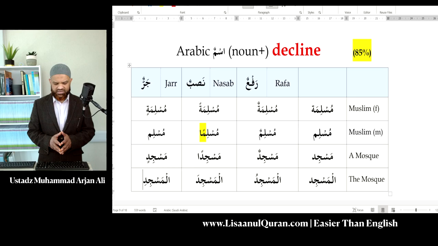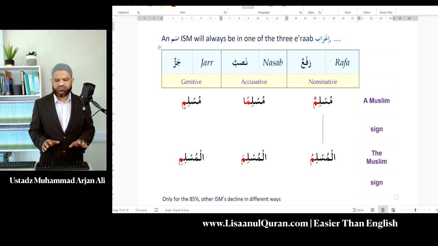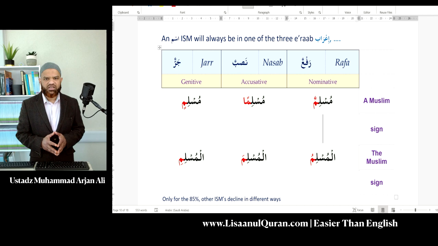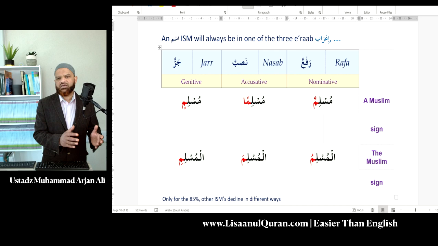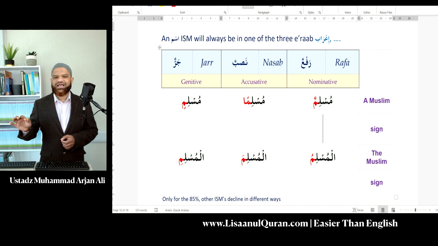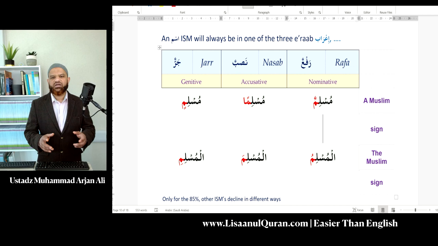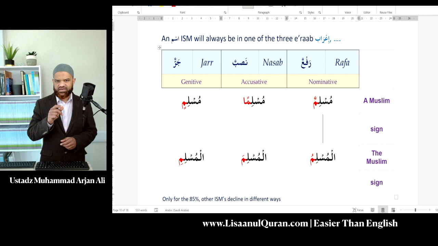Every ism in Arabic has i'rab, every single one of them. 85% of them will follow the pattern we've already seen: Muhammadun, Muhammadan, Muhammadin. So let's start with the 85%. We will pick up the others later on, inshallah, in forthcoming lessons. Now, the word Muhammadun, Muhammadan, Muhammadin, and then we've seen other examples, Muslimun, Musliman, Muslimin, which you can see on the screen, and Al-Muslimu, Al-Muslima, Al-Muslimi. Two points I asked you to remember: when Al is added, the tanween disappears, and when there are two fathas on the tanween, we add an extra alif.